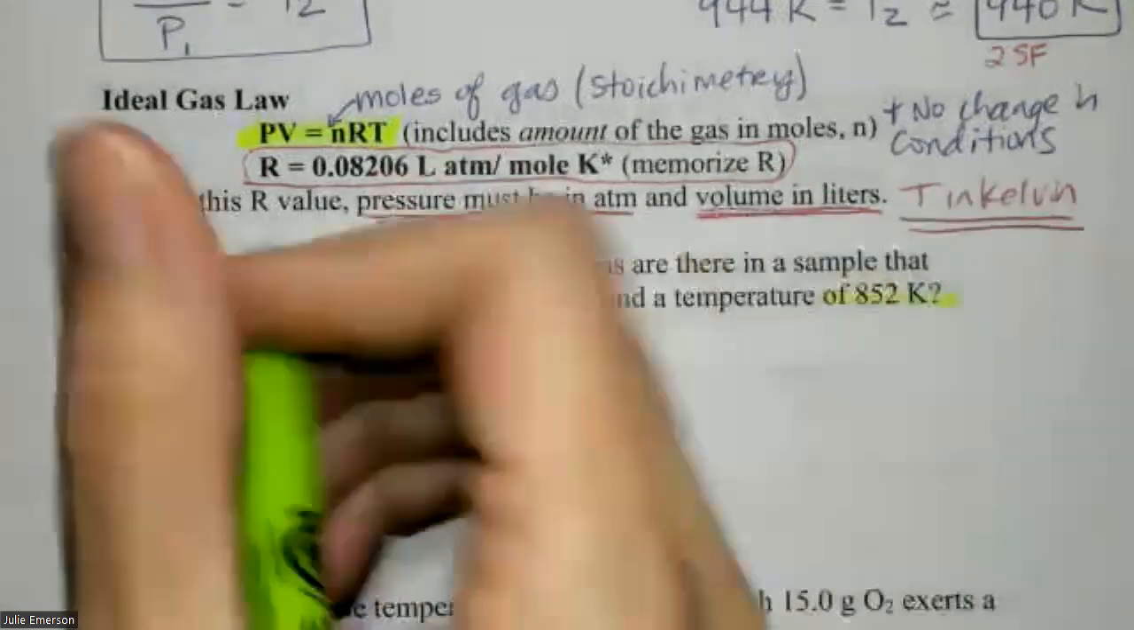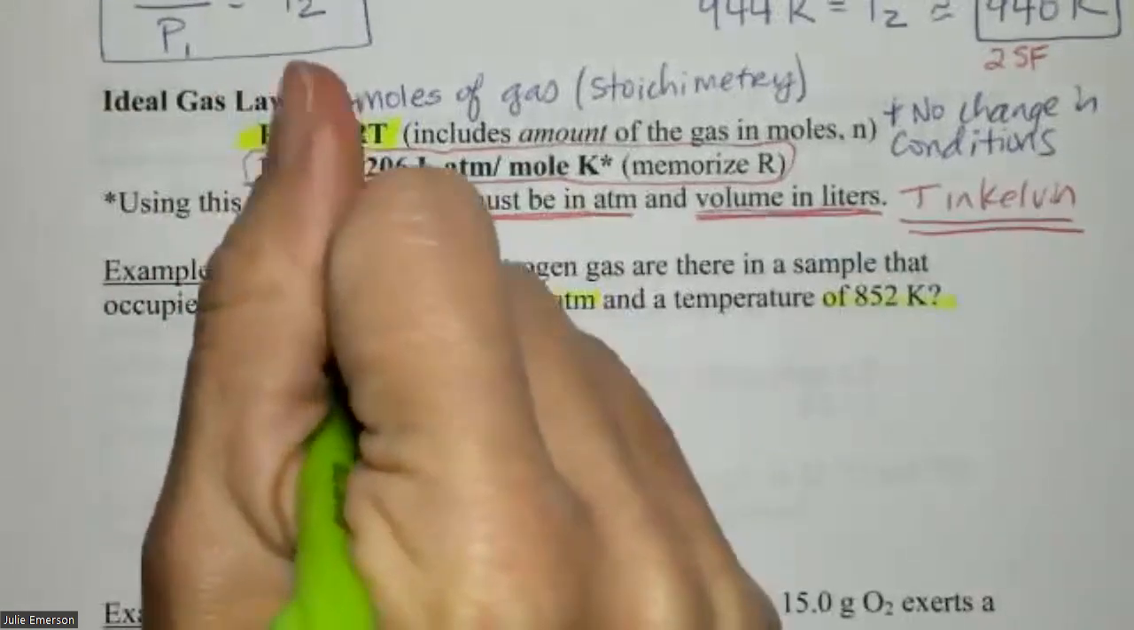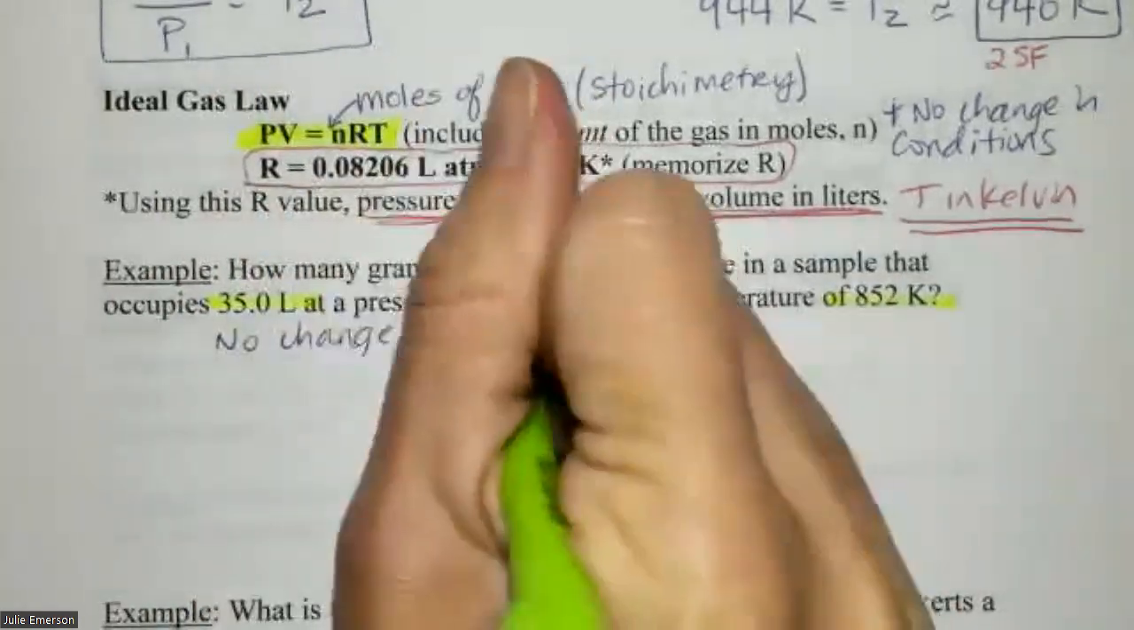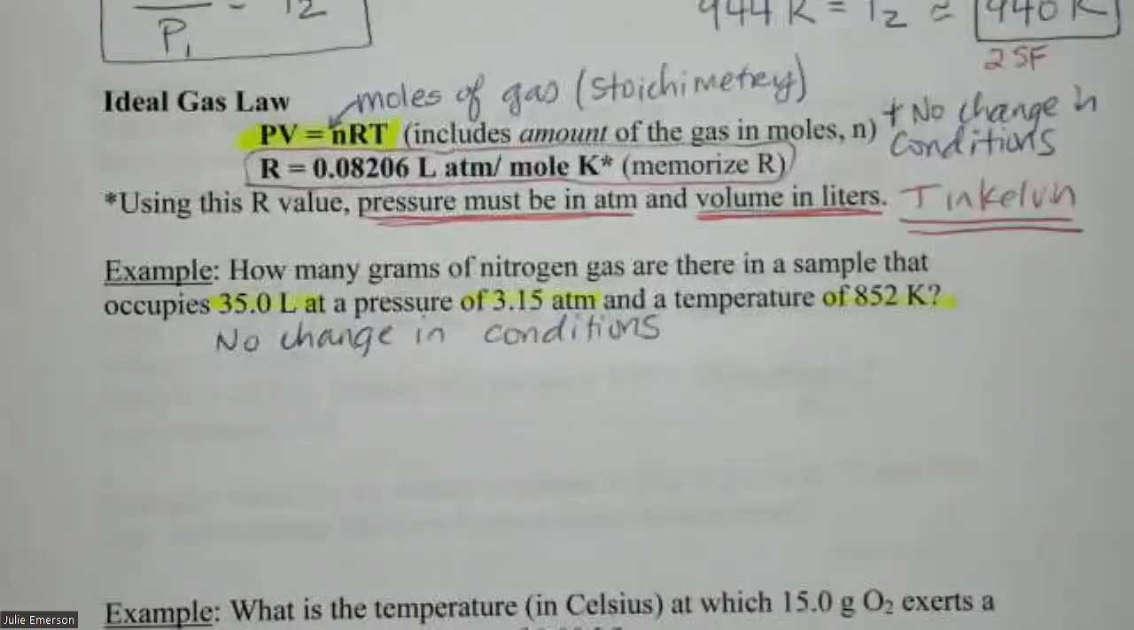So that's what I was talking about. Since there's no change in conditions, the P1V1 over T1 formula is not going to be the right one, right? Because we don't have a V1 and a V2. We don't have a T1 and a T2. We just have one volume, one pressure, one temperature.